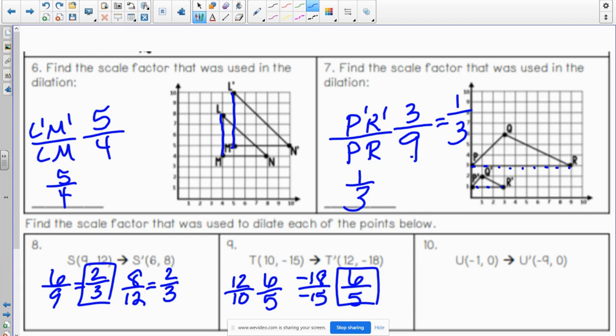This one over here shrunk in size, it got smaller, so it means we have to have a scale factor less than 1. This one we can't check zeros, but we can check the x's. So the x on the new one is -9. The x on the old one is 1. Reduce that, it is 9. So this one grew at a scale factor of 9.